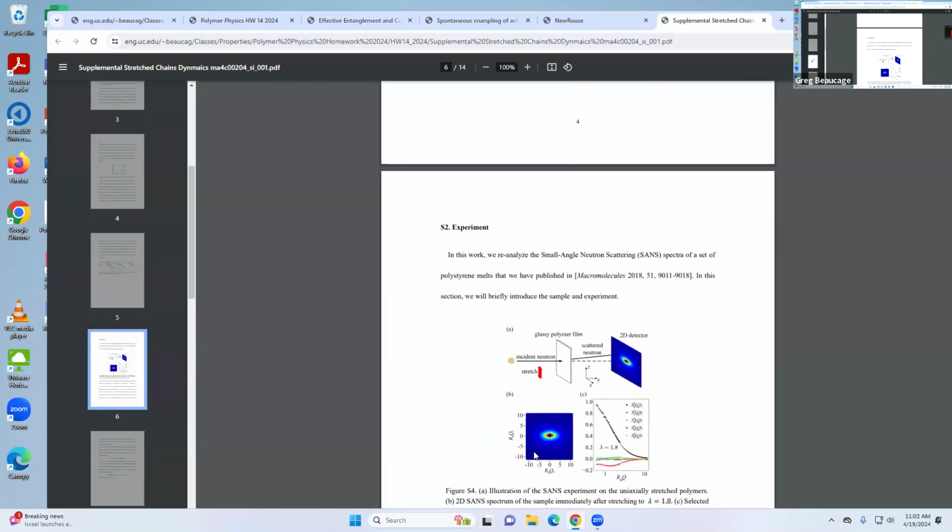So he does this, and then, how are you going to analyze this? Well, the normal way to do it is with what's called Hermann's orientation function. You take the circular azimuthal average around a circle, and it has 2 peaks in it. You fit that with a cosine function, and you get a function that goes from 0 to 1 for the orientation. That's the normal way to do it.